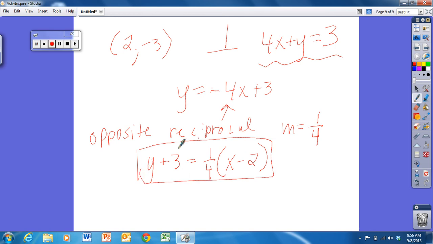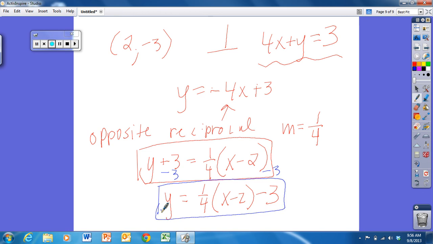Now the problem is, on a graphing calculator, you can't type this in. But what you could do is type 1 divided by 4, parentheses, x minus 2, minus 3. Because think about it, if you subtract 3 from both sides, you could type this directly into your graphing calculator and it will show you the line. So I think you should do that for fun. I know, it doesn't sound like fun, but it is. Type in this line in y1, type in this line in y2, and notice that they are perpendicular. Very, very cool. Okay, I think I'm done.